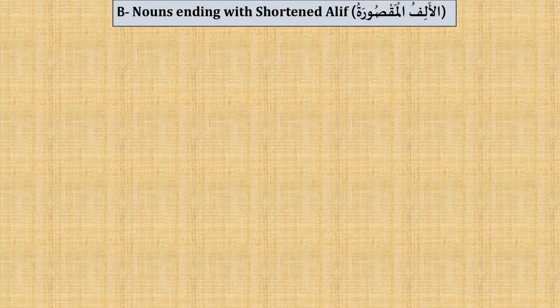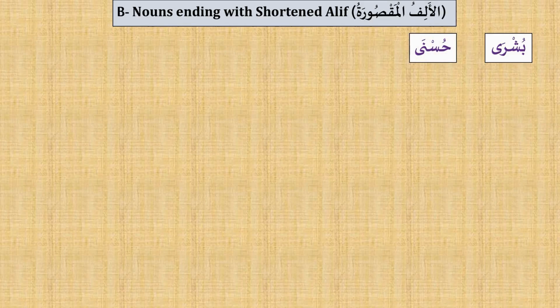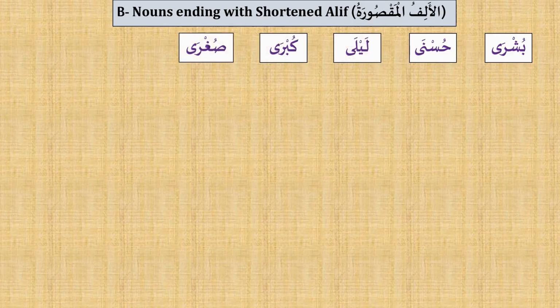The second one of the conventional feminine is nouns ending with shortened alif. Alif maqsoora. It's called shortened alif. Bushra, Husna, Layla, Kubra, Sughra, Halwa, and Salma. All these are considered to be feminine because they end with alif maksura, shortened alif.